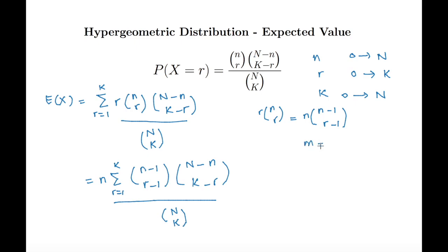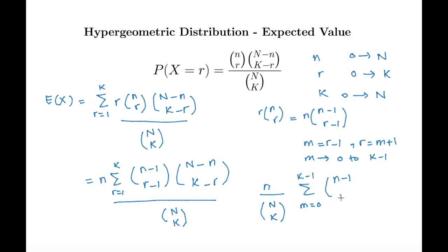Okay, now let me do a change of variable here. So I'll say m is equal to r minus 1, which means r is equal to m plus 1, and if the range of r is from 1 to k, the range of m, which is 1 less than r, should be from 0 to k minus 1. So now let me write this again. I'll write n, and I'll write this N choose k also outside, okay, because the summation variable is not there. So I'll write m is equal to 0 to k minus 1.